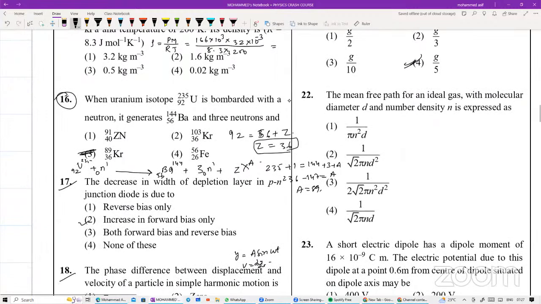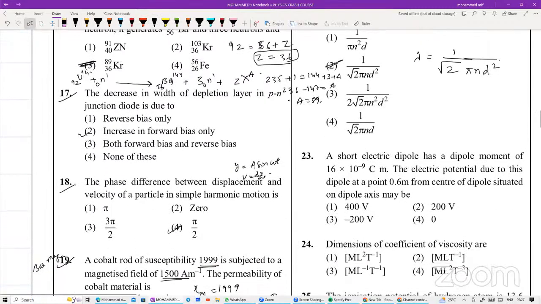The mean free path for an ideal gas with molecular diameter d and number density n is equal to how much? Formula याद है सभी को. Lambda is equal to 1 by root 2 pi n d square. Second option.